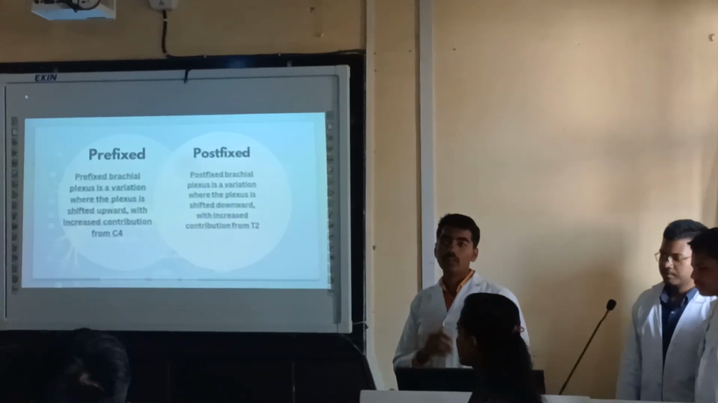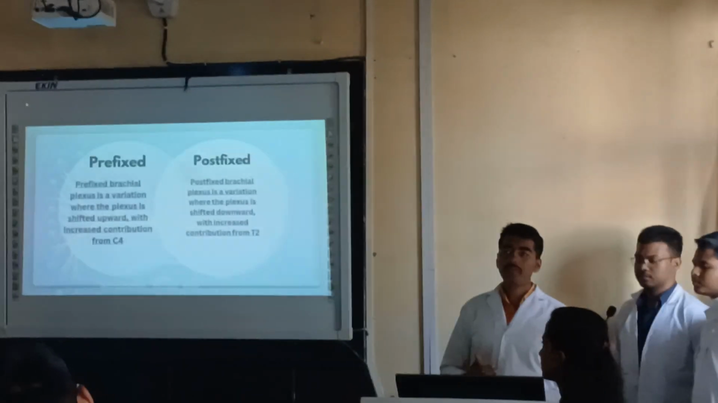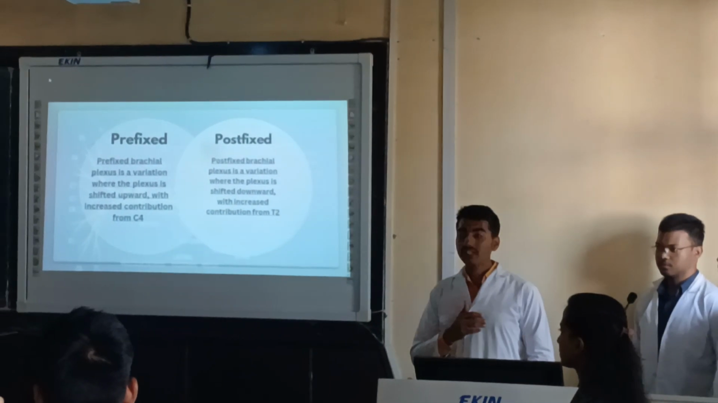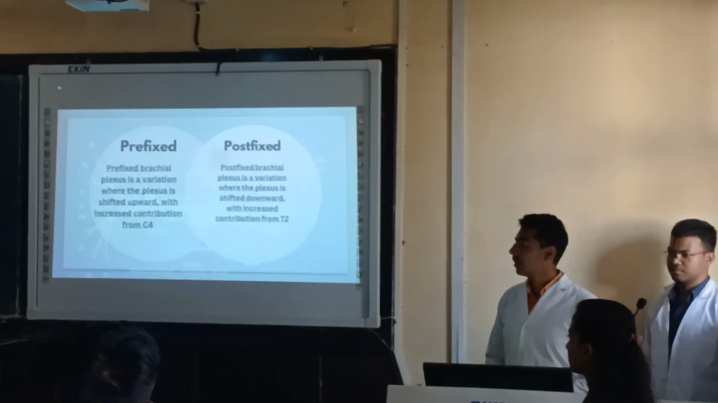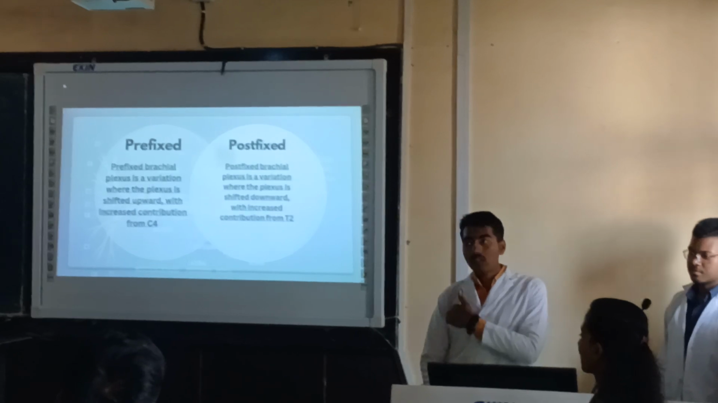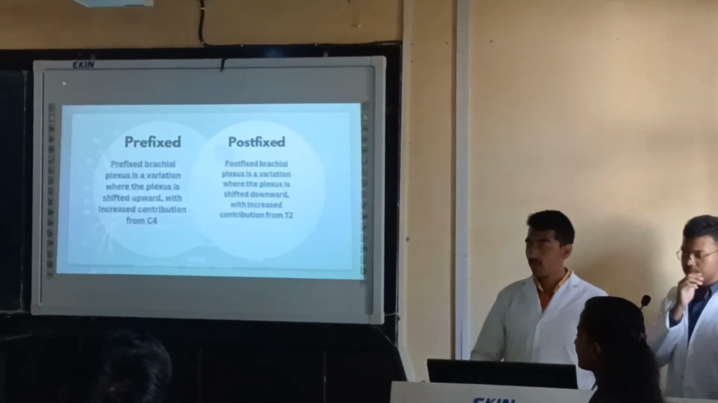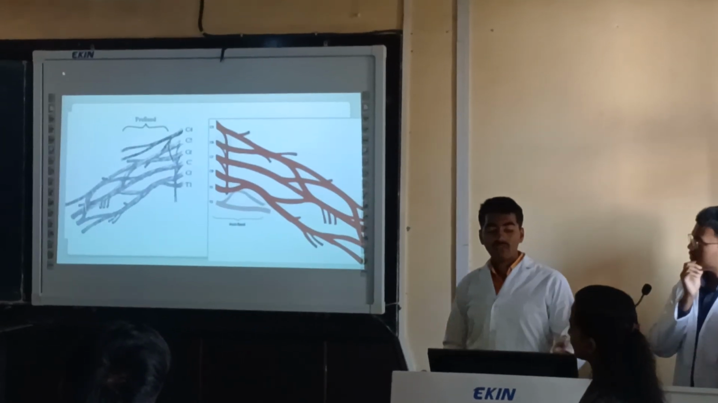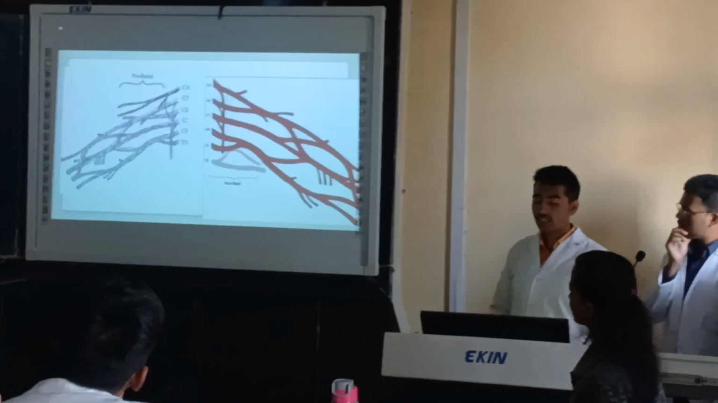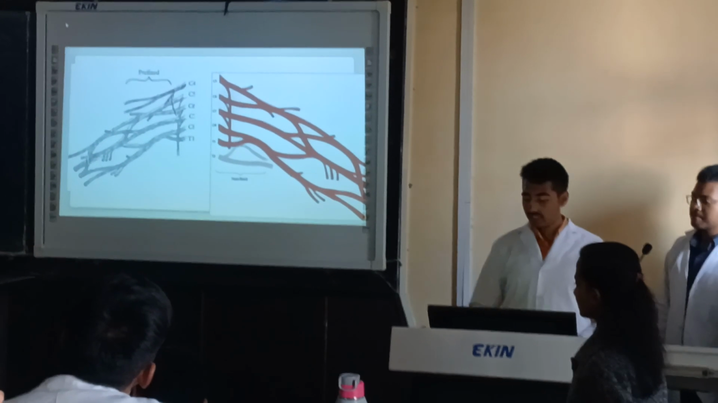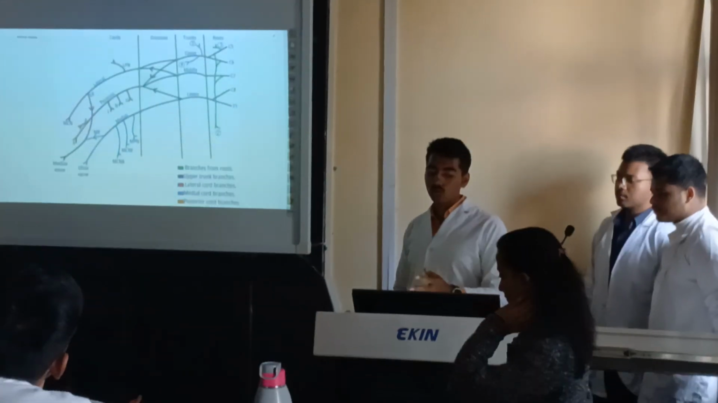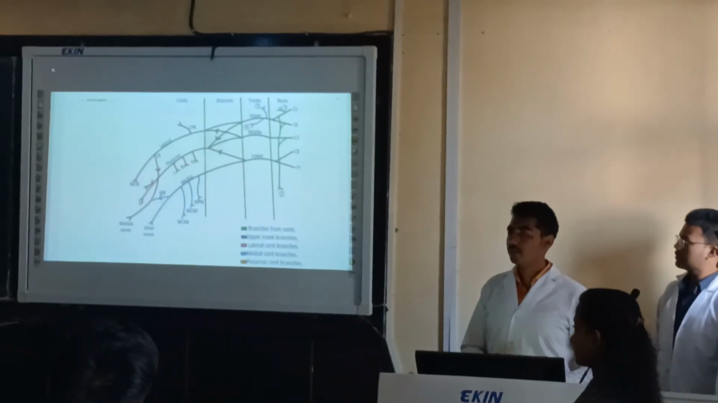The prefixed brachial plexus is a variation where the plexus is shifted upwards with increased contribution from C4, while in case of postfixed, the brachial plexus is shifted downwards with more contribution from T2. In the first diagram, we can see the prefixed brachial plexus, while in the second diagram, we can see the postfixed brachial plexus. In this simplified diagram, we can see the roots, trunks, divisions, cords and the branches.